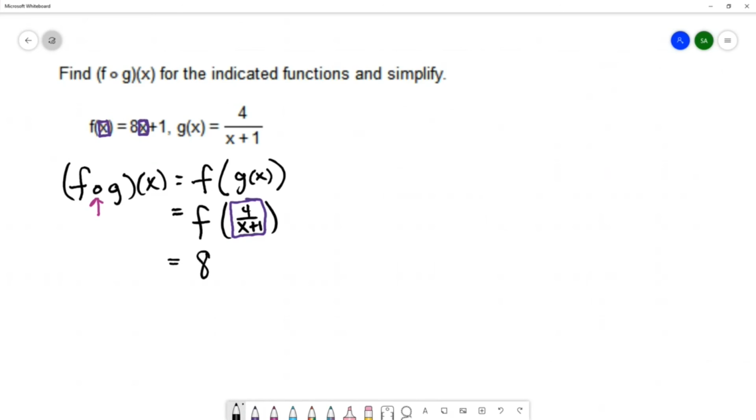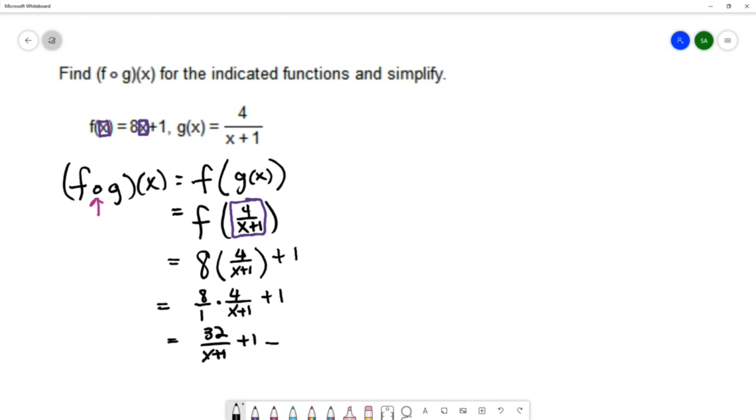That's going to give 8 times 4 over x plus 1, plus 1. And when we multiply here, we consider that 8 to be 8 over 1 times the fraction 4 over x plus 1. And we multiply those fractions together, and you multiply numerator times numerator and denominator times denominator. So this gives 32 over x plus 1, plus 1.